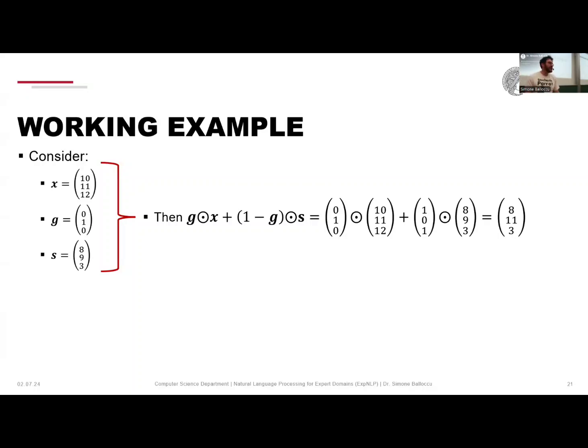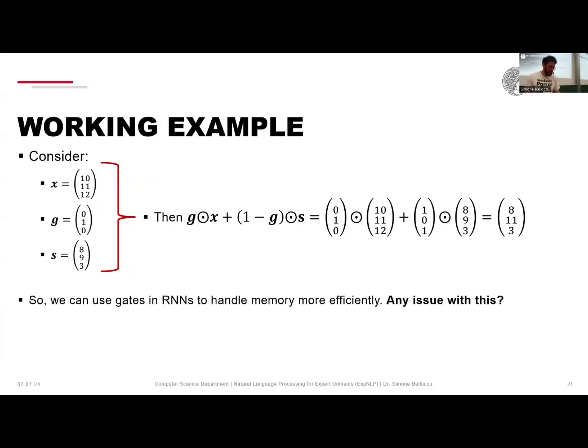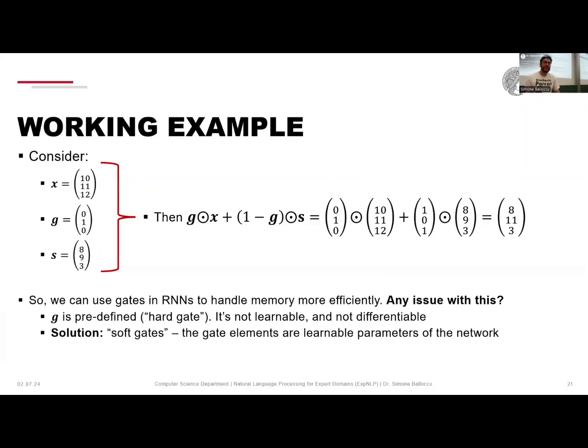That's one of the limitations of these gates. So we can handle the memory more efficiently, but the issue is that these are called hard gates. They are predefined, they are fixed, and we just have to hope that they work. Or even worse, we have to do some very careful feature analysis to decide heuristically the best value. So what I propose is make it a learnable parameter. So you just plug it into the loss function and the network learns how to change these values.